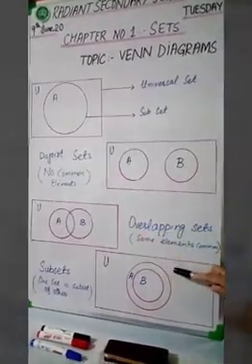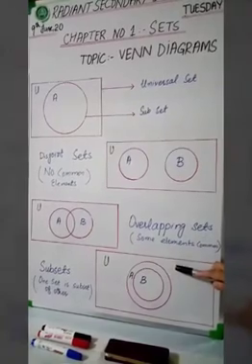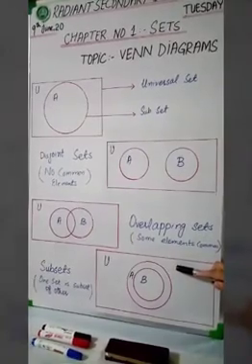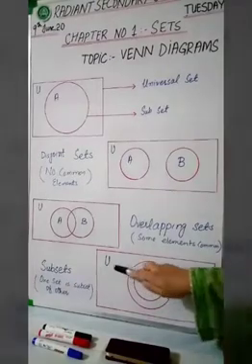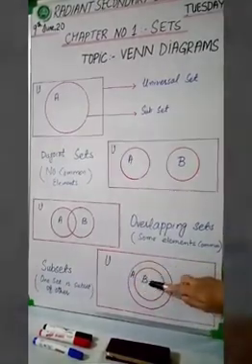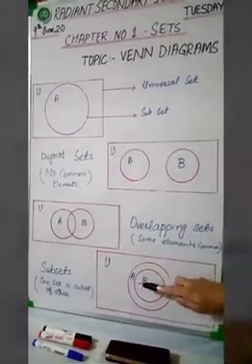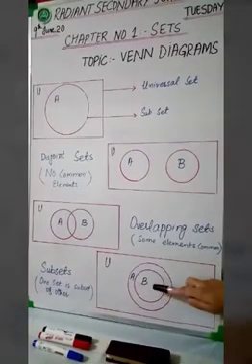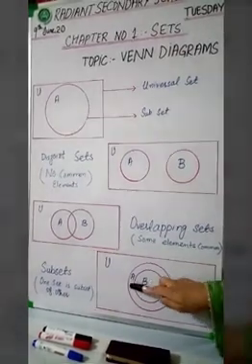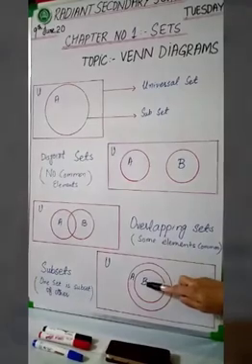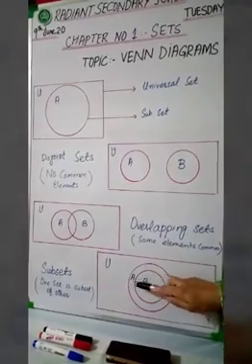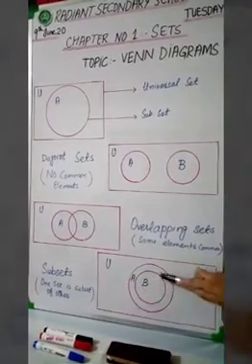The third type of Venn diagram is subsets. In such type of Venn diagrams, when you are given two subsets of the universal set, one set will be the subset of the other. So when set B is the subset of set A, all the elements of B will be present in set A, so it will be drawn inside the set A.